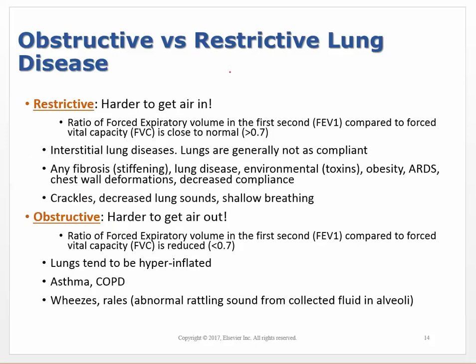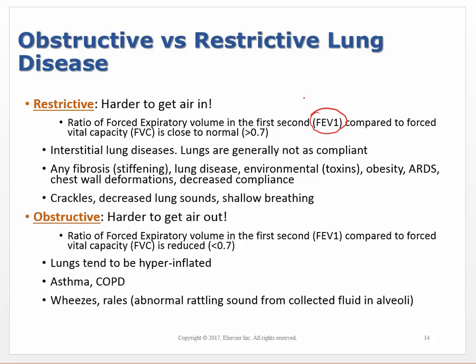Okay, so let's move on to obstructive versus restrictive lung disease. Those are always fun. Restrictive in general means it's harder to get air in. Okay, so something is not allowing the lung to expand. The ability for your lung to expand is restricted. You could say it's not as compliant. So the way you see this is the forced expiratory volume in the first second, or the FEV1, as opposed to the forced vital capacity of all the air.